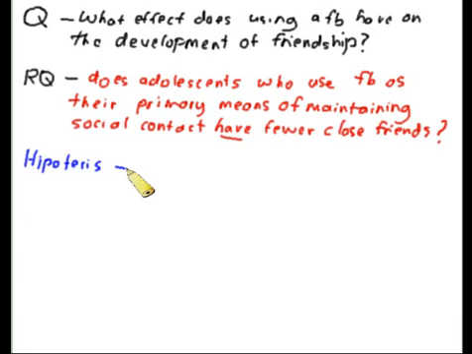Okay, now let's look at hypothesis. You see, we have posed the question just now. What effect does using Facebook have on the development of friendship? That's the general question. From these general questions, we convert it into a research question as we read and as we studied previous literature. So we realize that this is a valid question to be asked. The question is, do adolescents who use Facebook as their primary means of maintaining social contact have fewer close friends? So that's our research question.